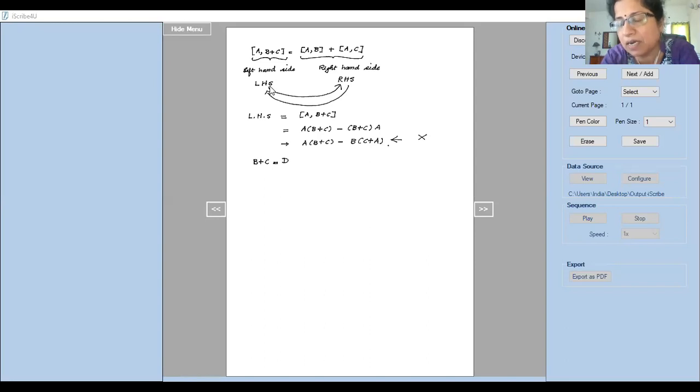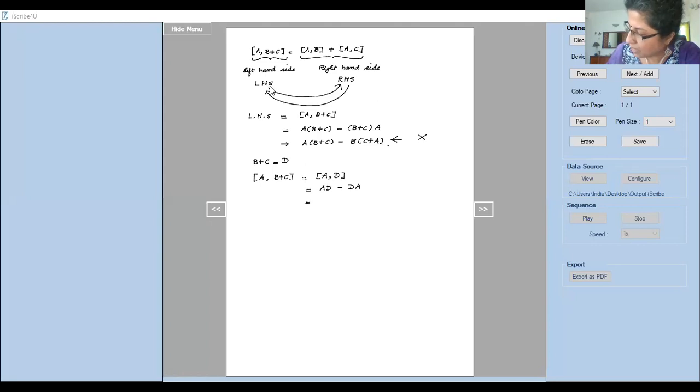B plus C equal to B makes C equal to a null operation, right? A zero. Don't do that. Put some new operator. So now the commutator of A, B plus C is going to be nothing but the commutator of A, D. Now write it down. So this is going to be AD minus DA, correct?